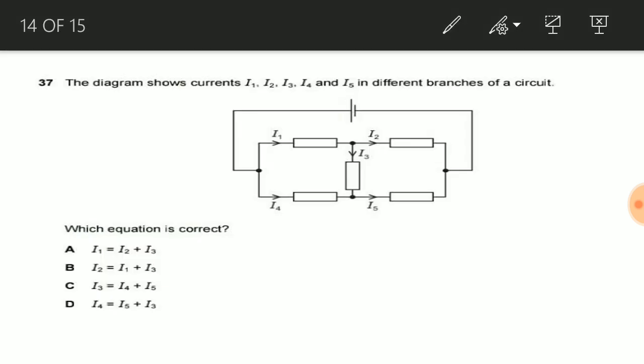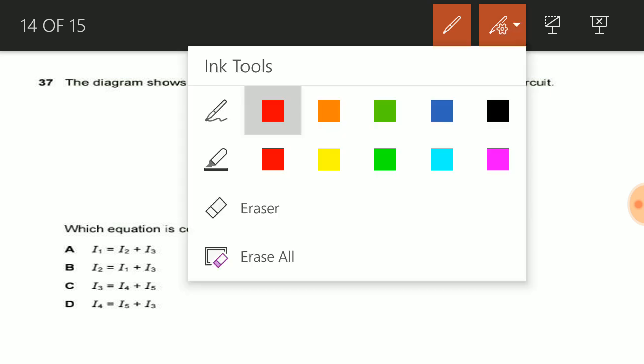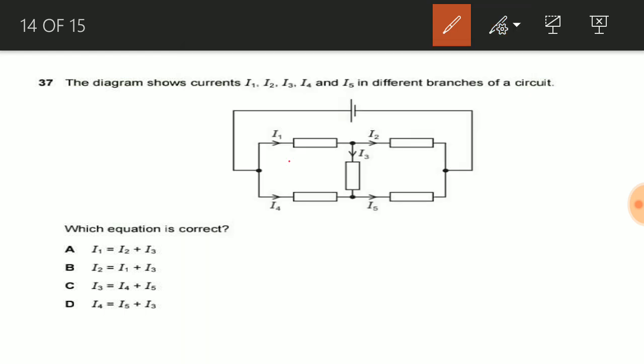Now let us move to question number 37. In this question, we are given 4 different nodes, and at a node we can use Kirchhoff's first law, or Kirchhoff's current law. According to that law, at a node, incoming current should be equal to outgoing current, and Kirchhoff's first law is based on conservation of charge. If we see this node, the incoming current is I1 and the outgoing currents are I2 and I3. That is, I1 should be equal to I2 plus I3. That is in option choice A. So option choice A is the correct answer for question number 37.